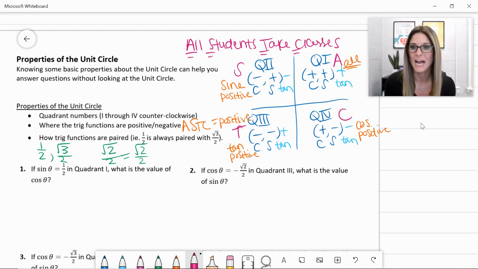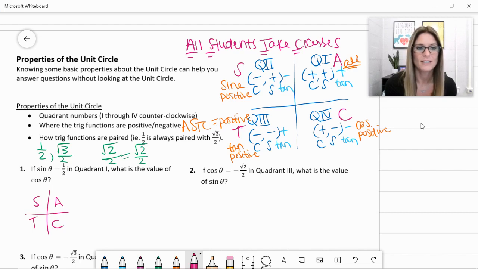Number 1, if sine theta, and we use that symbol theta to represent an angle we haven't quite determined yet. So sine of an angle, sine theta, is 1/2 in the first quadrant. What's the value of cosine? I'm going to sketch ASTC in my quadrants. And we said we were in the first quadrant, where all of my trig functions are positive. They said sine theta is 1/2, and we're looking for cosine.